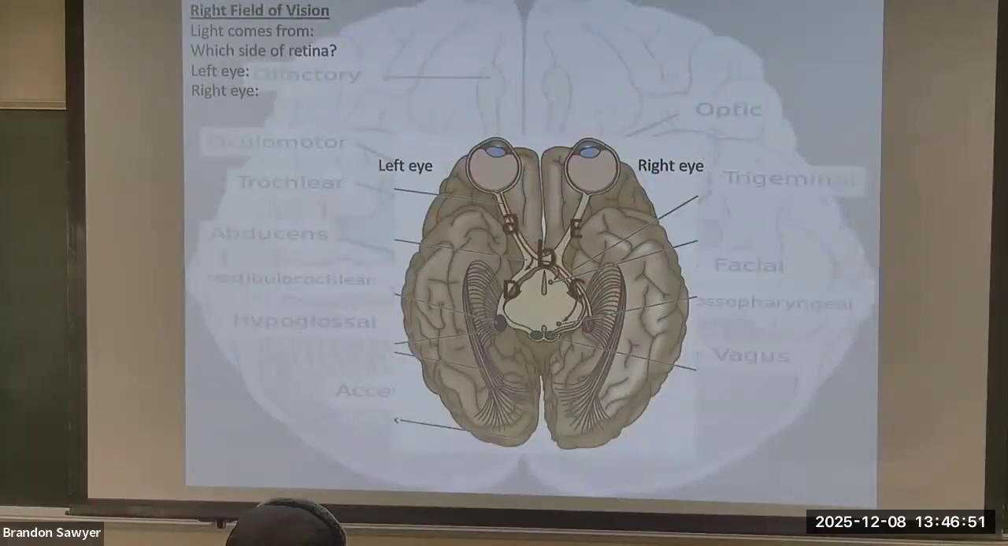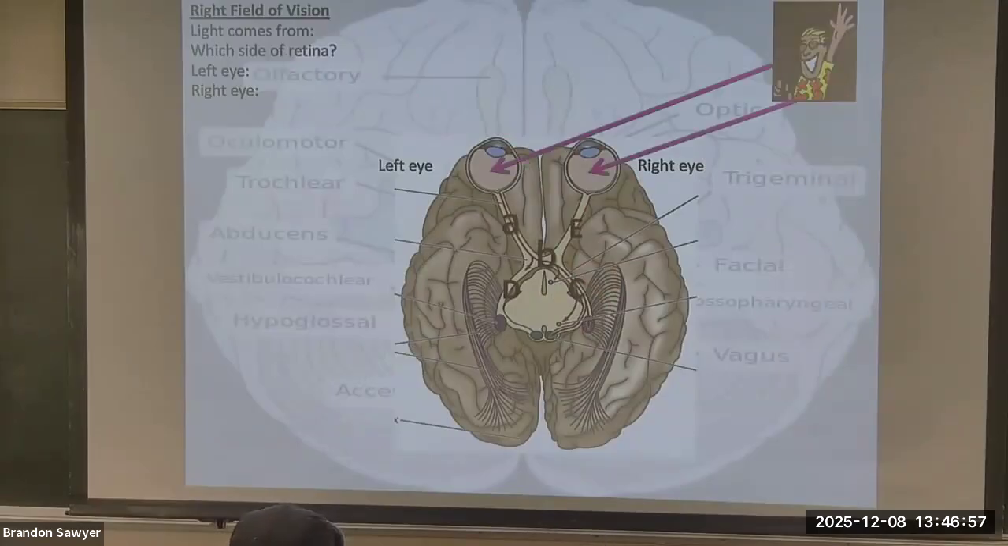Okay. So now right field of vision, right? So we got somebody over there saying hi to us. The light's gonna come in just like this. So light is coming from the right side. On the left eye, that's gonna hit the lateral retina. On the right eye, that's gonna hit the medial retina.